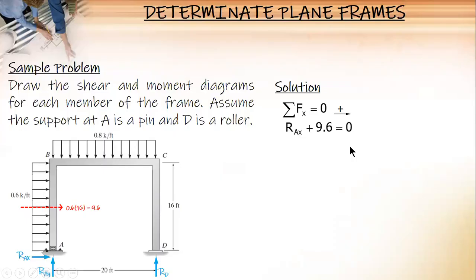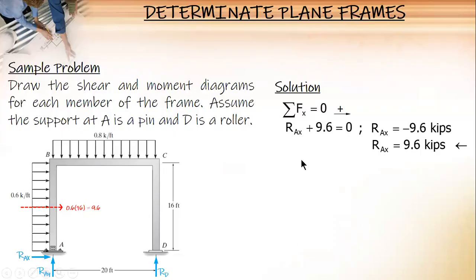It's just an assumption. So after solving, if negative, therefore the assumption is wrong. That is why we got a negative. Therefore, it is not right, it is left. The horizontal component of RA is directed to the left.